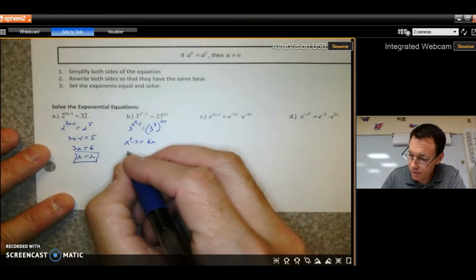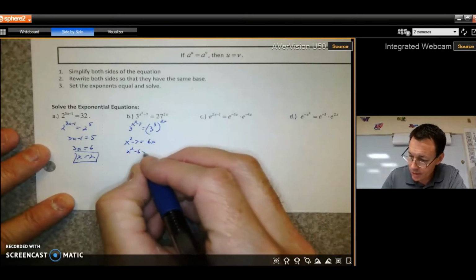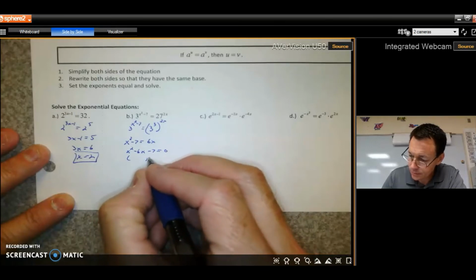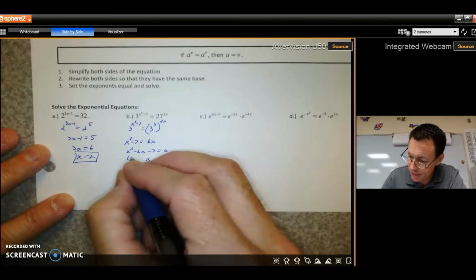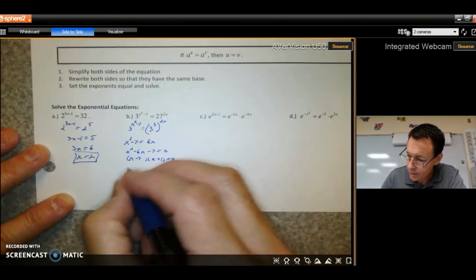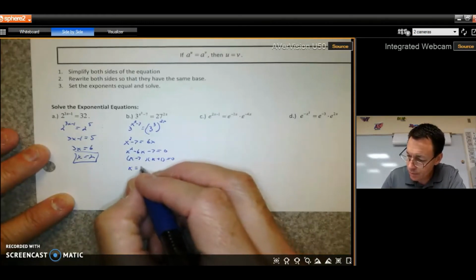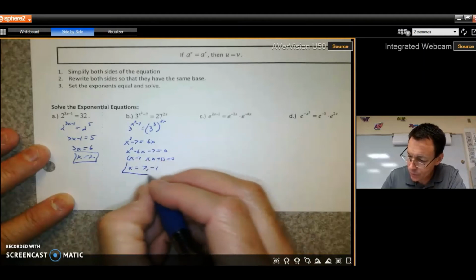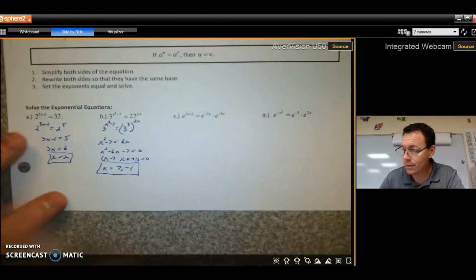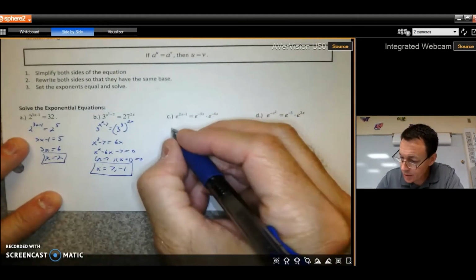I can solve this. X squared minus 6x minus 7 equals 0. Factors of negative 7 that add up to negative 6 will be minus 7 and plus 1. So x equals positive 7 or negative 1. There's two solutions on that one. That's it. Okay?